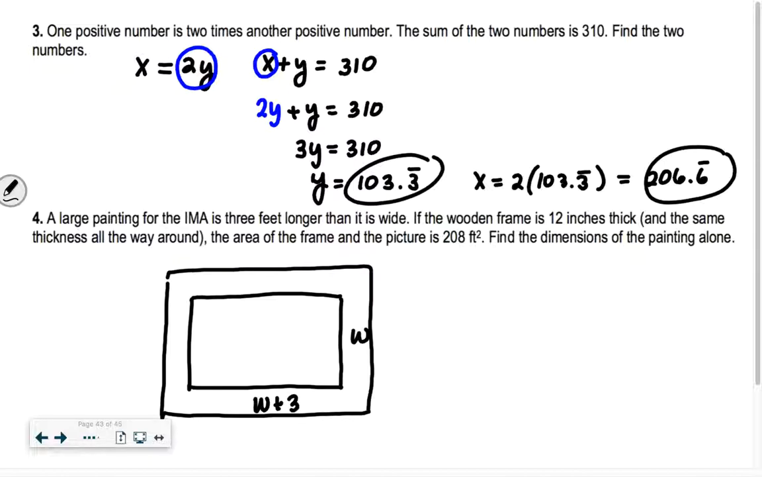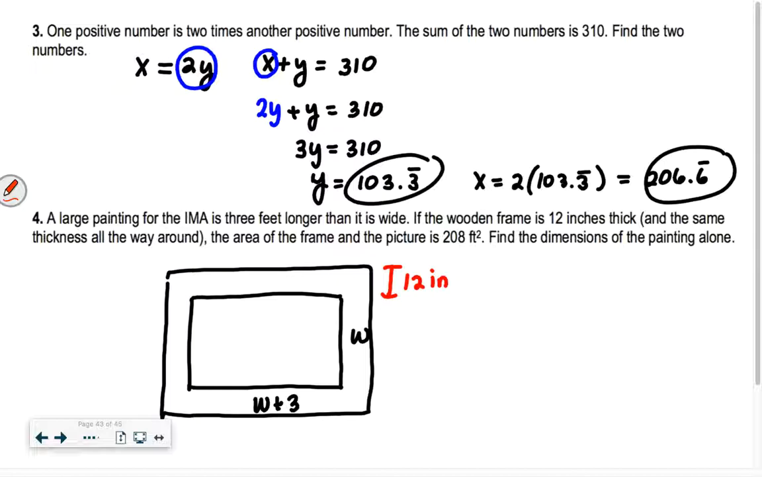The frame, what do you mean? How about, should I say this distance is 12 here? Yes. Trick question. Look for it. You would need that, yeah. Read through: 3 feet longer than it is wide, 12 inches thick, 208 feet squared. 12 inches. Ah, we need to change that.